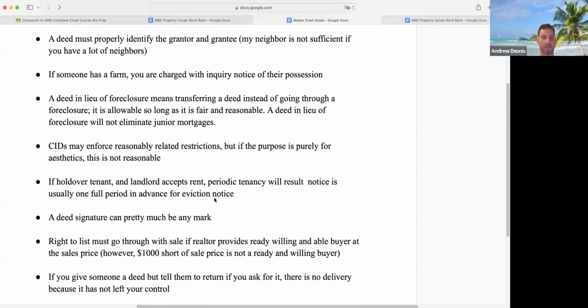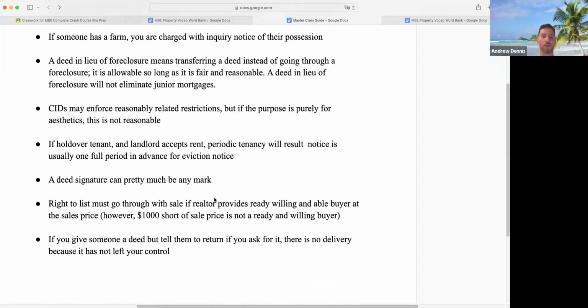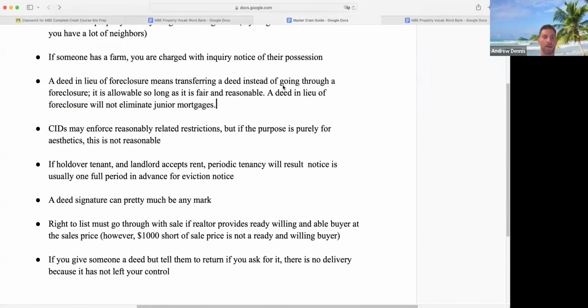We're getting repetitive. Repetition is good. A deed in lieu of foreclosure will not eliminate junior mortgages. Lean towards that answer. If you see it, it's a correct rule of law, and if it applies to the facts, it will be the answer. A deed in lieu of foreclosure means transferring a deed instead of going through a foreclosure. It's allowable so long as it's fair and reasonable, but it will not eliminate junior mortgages. Usually a foreclosure sale will eliminate junior mortgages, but a deed in lieu of foreclosure will not.